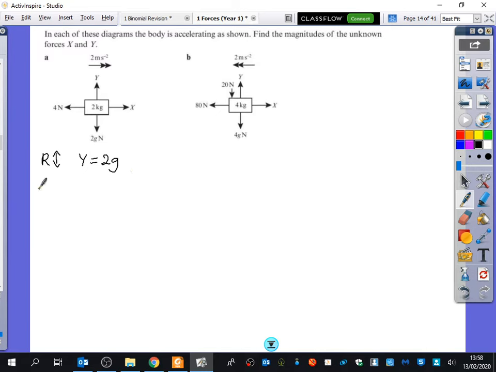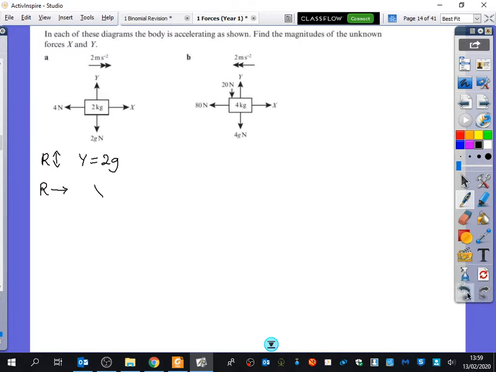But if I'm now going to be trying to resolve it in the other direction, if I'm going to try and find out the resultant force, I'm going to take the right as my direction. Why am I going to take right as my direction? Because that's the direction it's accelerating in, okay? What's my resultant force to the right? Good, it is x minus 4.